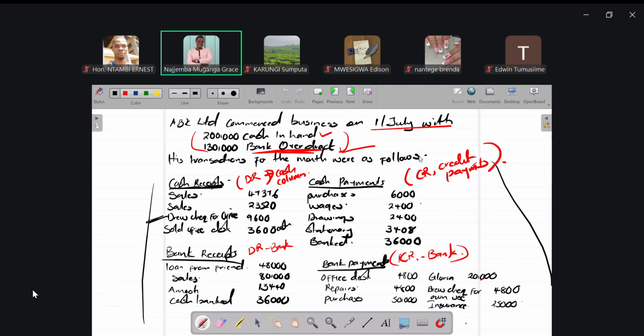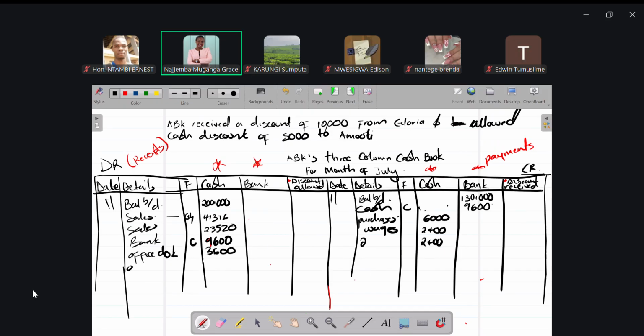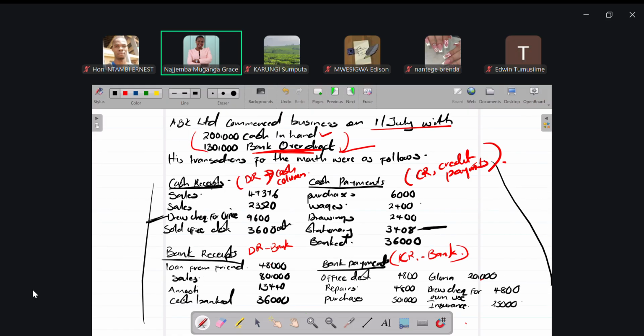Drawings of 2,400, cash. Stationery, is that a payment? Yes. This has been simplified. We have already been given the title that these are categorized as cash payments. So we just need to post on the right side. Stationery 3408.